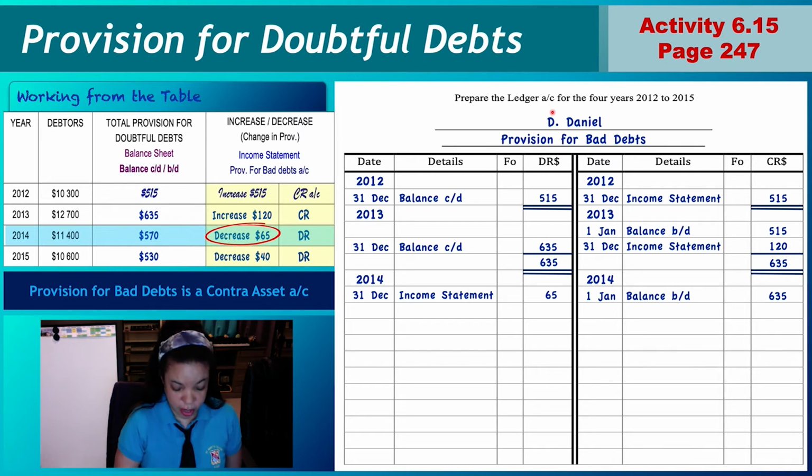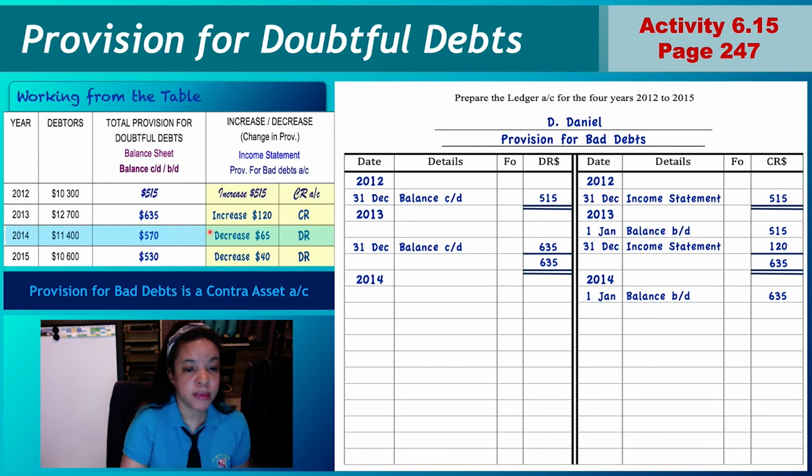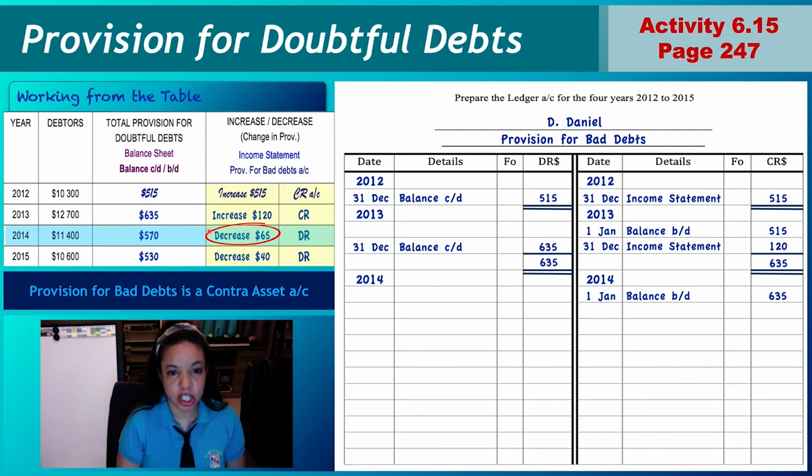Okay, so let's just go back very quickly, just for anybody who doesn't. We're in 2014. Was there an increase or a decrease? A decrease of $65. So which side are you going to go on? You're going on the debit side. So we go to the debit side, which is here.